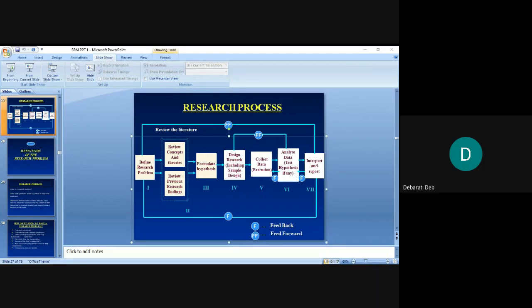You need to come back at least to the previous two steps. Still, if you're not getting satisfied by yourself from the results, then you need to entirely go back to defining the research problem. This is the entire loop of the research process. Okay, you need to carefully move ahead.